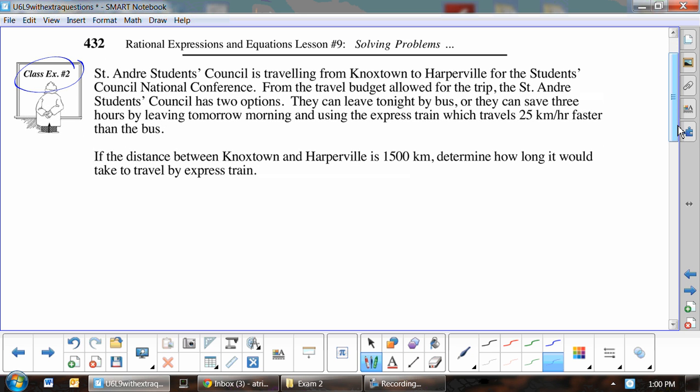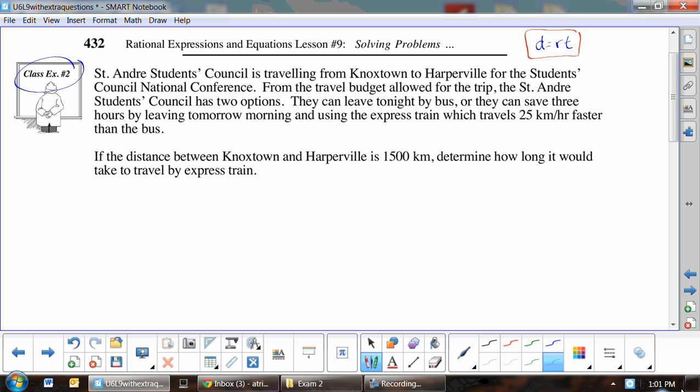Okay, so example number 2 now. So right at the top, I'm going to write D is equal to RT, since that's so important. Okay, so the question says, these questions are a little bit wordy, so sometimes you have to kind of fight through the question to get the actual thing you need. So they say, the student council is traveling and their budget allows for 2 different options. They can leave by bus, or they can save 3 hours and use the train, which travels 25 kilometers per hour faster. If the distance between the 2 towns is 1,500 kilometers, determine how long it takes to travel by express train.